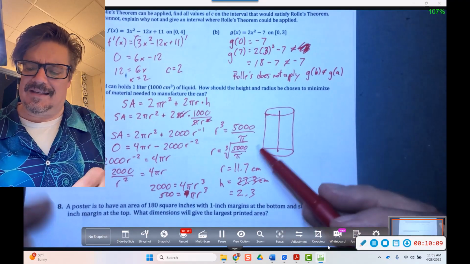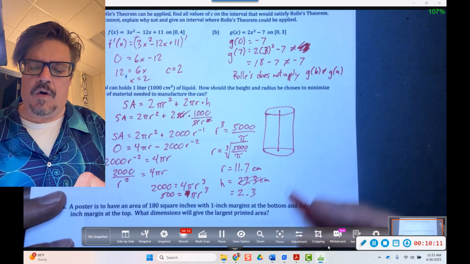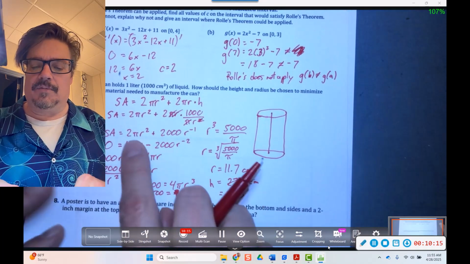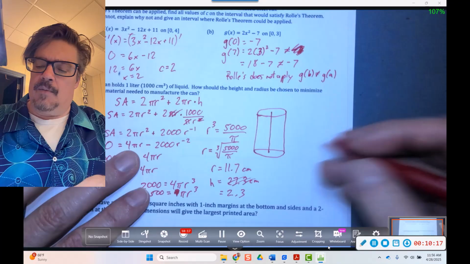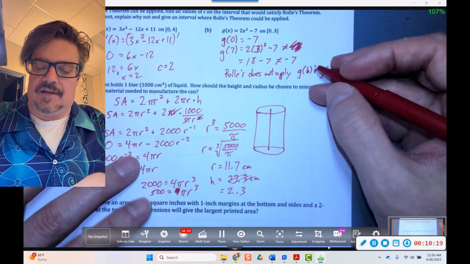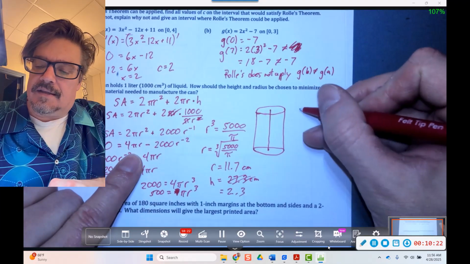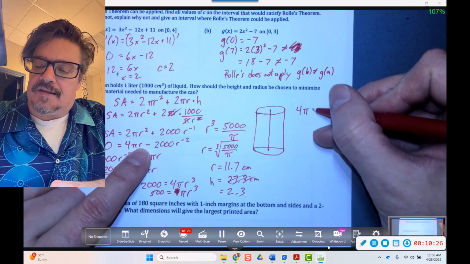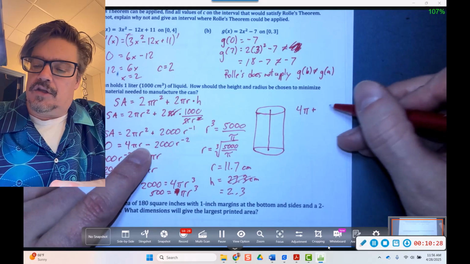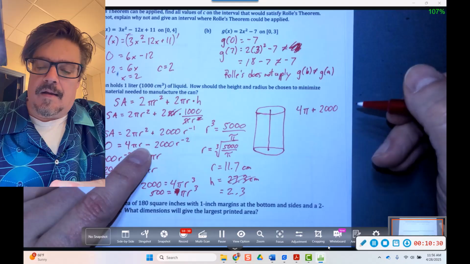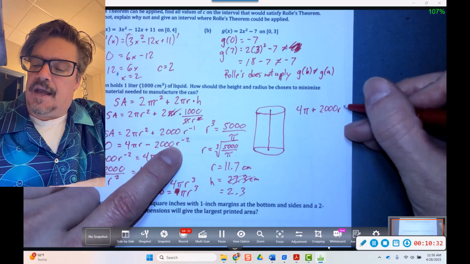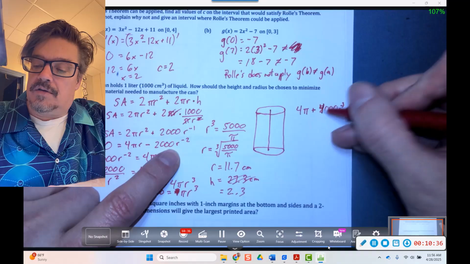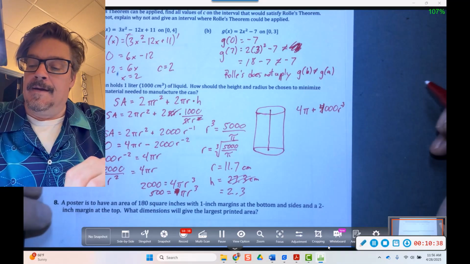Next. Why is this a min rather than a max? Well, you'd have to take the second derivative here. What you'd notice is that if you took the second derivative, you would get 4 pi plus 2,000 r to the negative third. Nope, 4,000 r to the negative third.